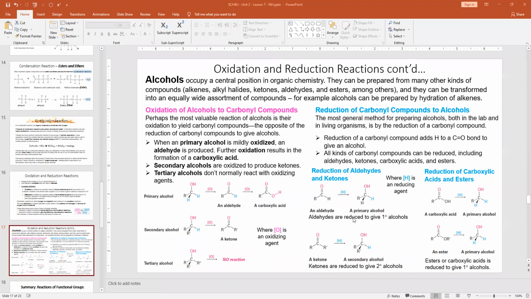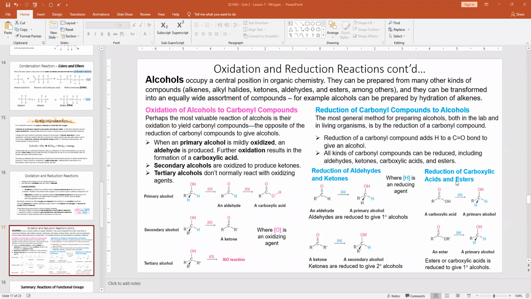So aldehydes are reduced to give primary alcohols, and ketones are reduced to give secondary alcohols, kind of the reverse of what was happening here, where secondary alcohols were oxidized to give ketones and primary alcohols were oxidized to give aldehydes. This is the reverse. Aldehydes are reduced to give primary alcohols. Ketones are reduced to give secondary alcohols, where this H is the reducing agent.